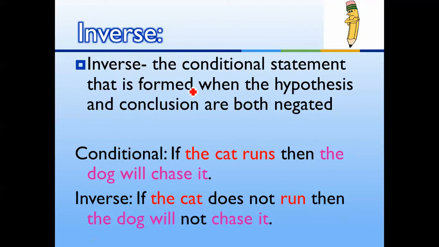The inverse of the conditional statement is formed when the hypothesis and conclusion are both negated, meaning we add the word not. So we take the cat runs and we add the word not. Sometimes we have to add a helping verb before it, like does or will. Then we take the dog will chase it and we add the word not. So we still get them in the same order, it's just we're adding the word not. So if the cat does not run, then the dog will not chase it.